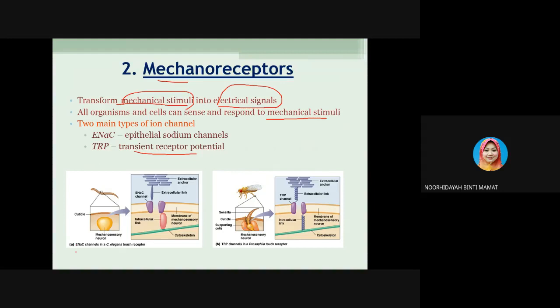So for example, in here we have examples of ENaC channels and also TRP channels. In C. elegans, the nematode, this is the mechanosensory neuron, and they have the ENaC channels. And also in flies, the TRP channel. They have the sensilla, this is the cuticle, and this is the mechanosensory neuron. So in here they have the TRP channels.